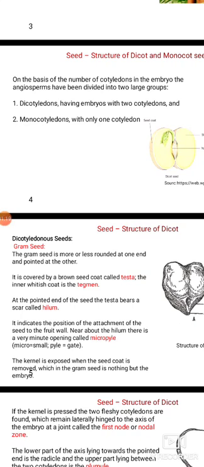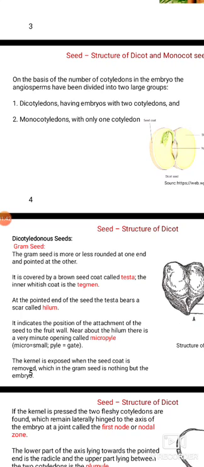Example, gram seed. The gram seed is more or less round at one end and pointed at the other. It is covered by brown seed coat called testa, and the inner whitish coat is known as tegmen.